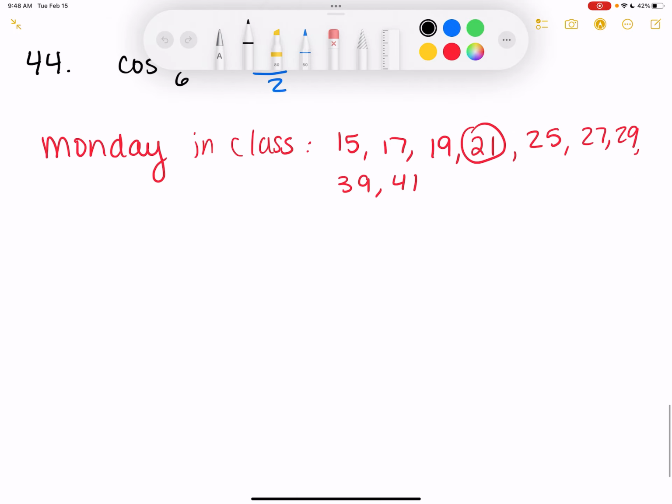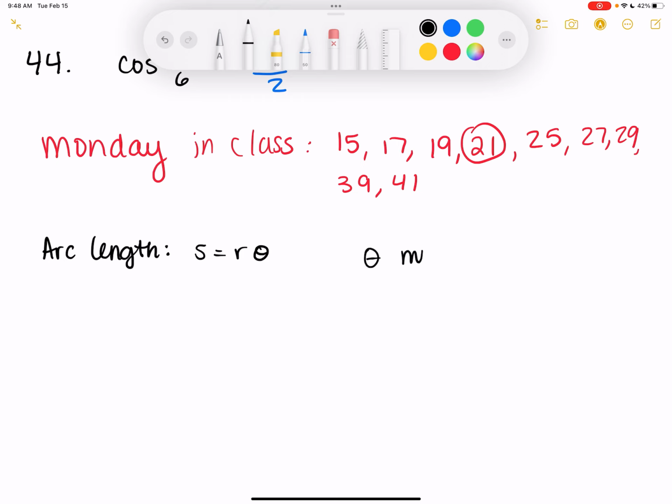All right, so the last thing that we need to do for this section is finding the arc length and area of a sector with the given radius r and central angle theta. Okay, so just as a refresher, the arc length is S equals r theta.